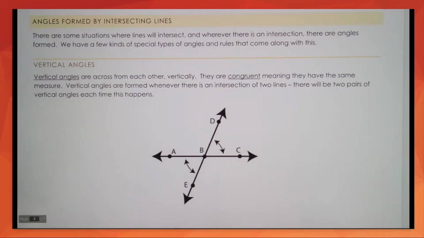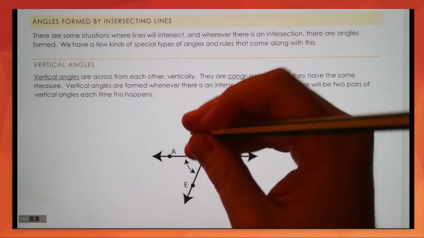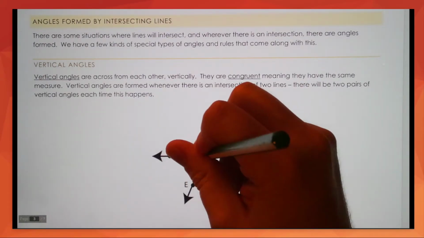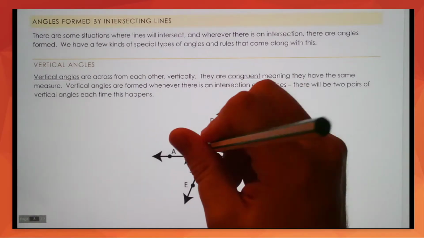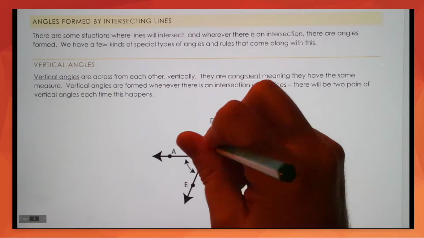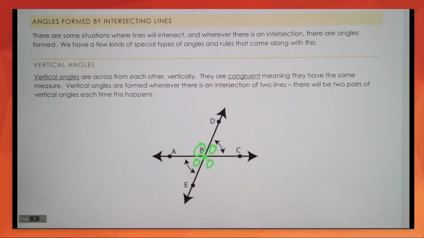If you want to put this into something concrete from the world around us, think about an intersection of 2 roads. That's similar to having 2 lines that intersect with each other. And when you have that point of intersection right in the middle where the 2 lines cross, it is going to form 4 angles. There's going to be an angle here, an angle here, an angle here, and an angle here.